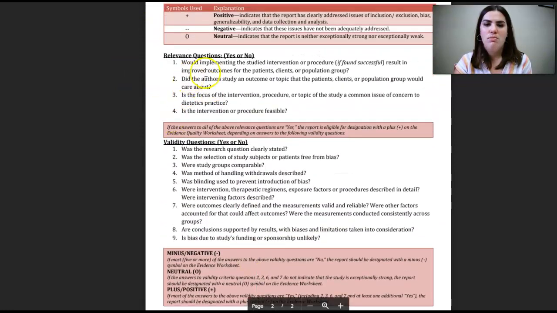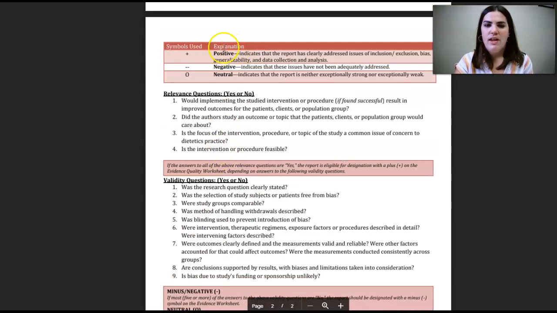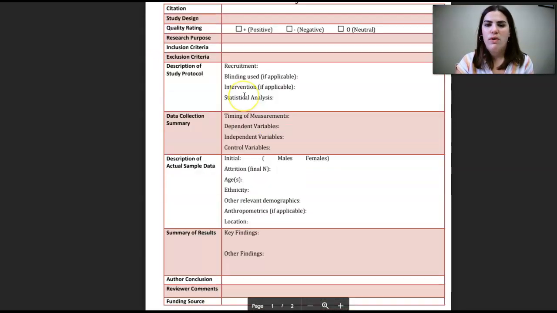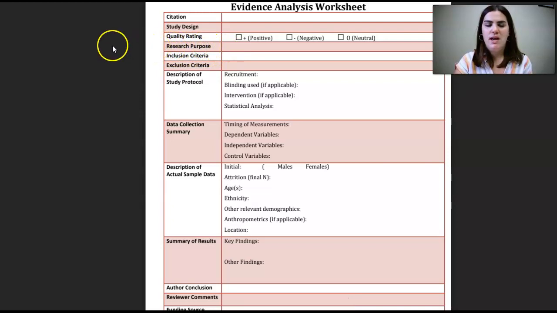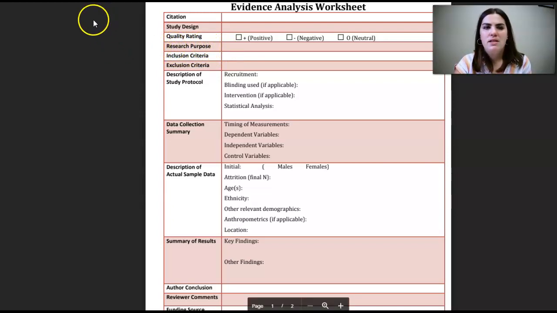There are some relevance questions and some validity questions that help you to give a positive, negative, or neutral rating to the specific article. The research purpose, which you see here, is basically answering: what is the author's question, what was the whole point of them conducting this research study?